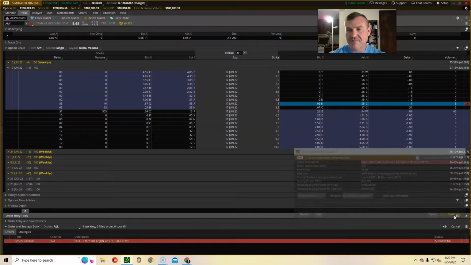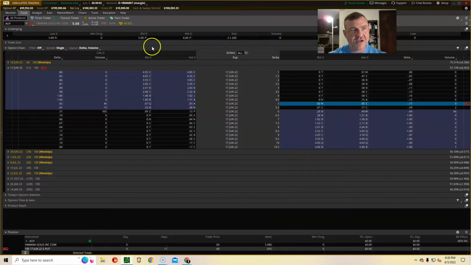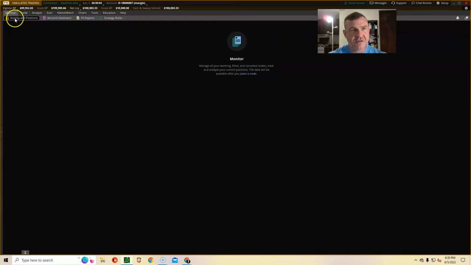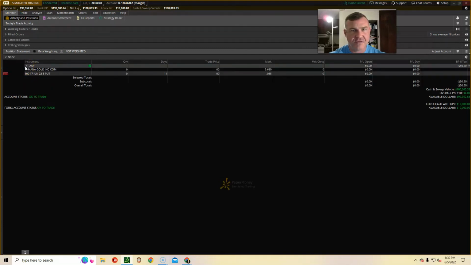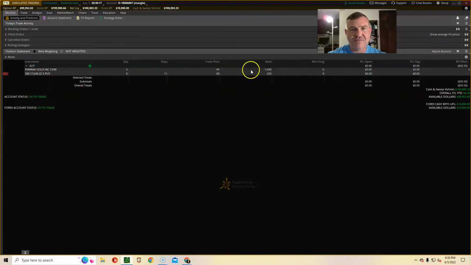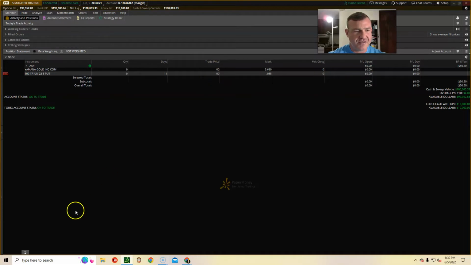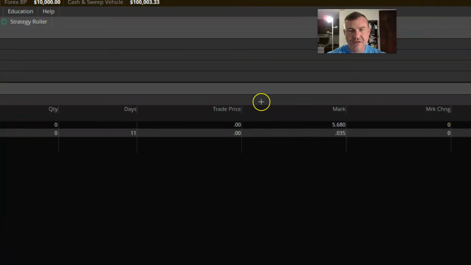Click send, launches it in. Now it should be showing up right here. Right, what we just placed, showing up here now. Basically with all that same information, but it's just sitting there with trade price. Let's show you that. This trade price says 0 because we haven't been filled.